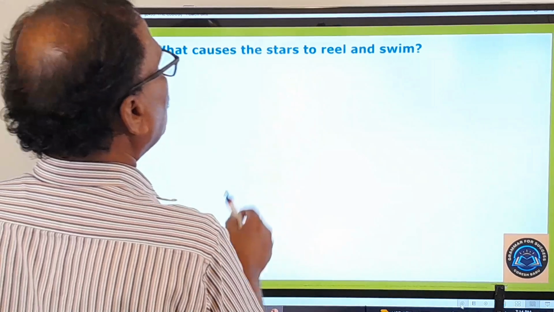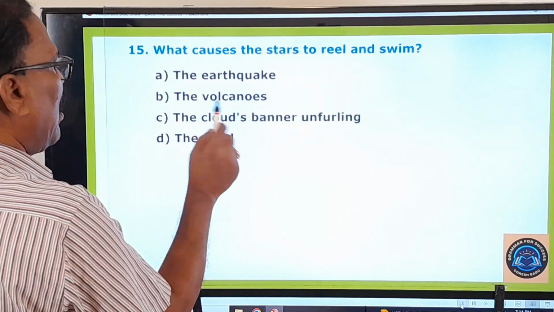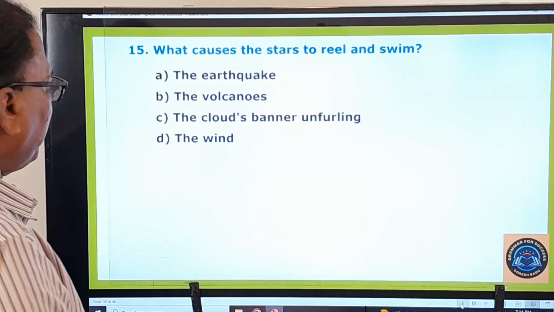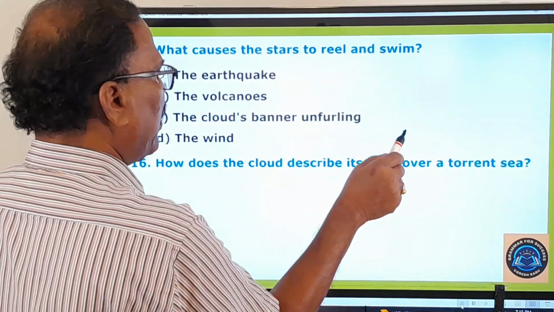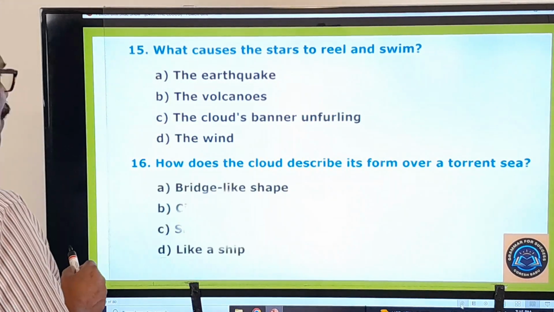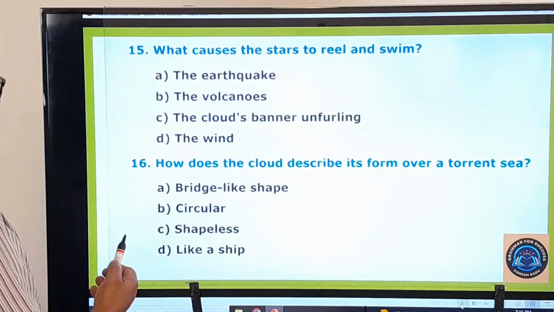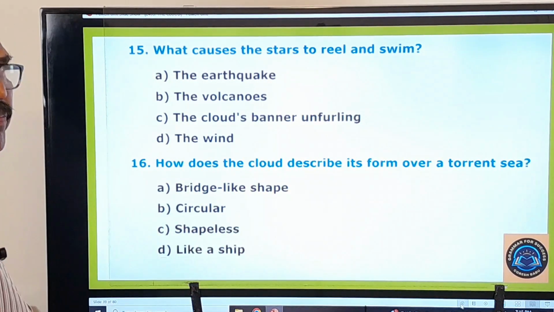What causes the stars to reel and swim? The earthquake, the volcanoes, the cloud's banner unfurling, the wind. How does the cloud describe its form over a torrent sea? Torrent means turbulent. I explained that in the previous class. Bridge-like shape, circular, shapeless, like a ship.